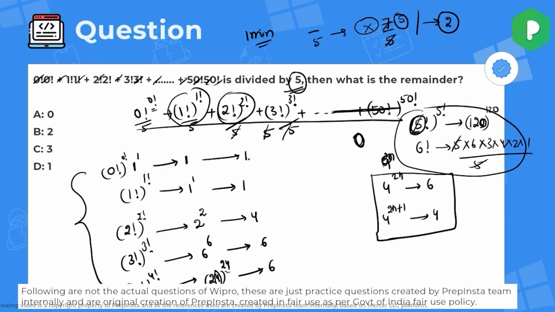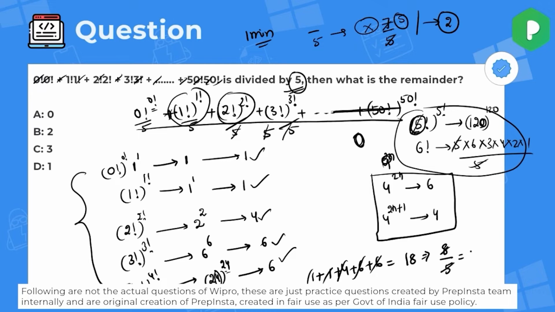So what are the last unit digits? 1, 1, 1, 4, 6 and 6. So you have to add them, right? Simply add those unit digits: 1 plus 1 plus 4 plus 6 plus 6. If you add them, 6, 4, 10, 16, 17, 18. 18, and what will be the last unit digit? Again 8, right? So 8 divided by 5, what will be the remainder? Simply the remainder will be 3. So for this whole expression, when you divide by 5, you will get the remainder 3. Option C is the correct answer.